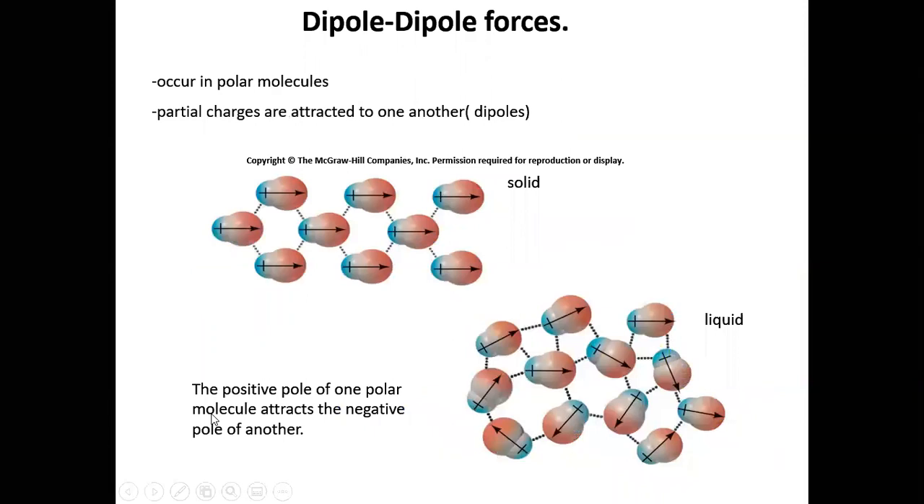Now with dipole-dipole forces, these are the main intermolecular forces in polar molecules. So if you see that a molecule is polar, it's going to have dipole-dipole forces. The partial charge on one molecule interacts with the partial charge on another molecule. Again, the arrow is the negative end, the cross is the positive end. And they arrange in a similar fashion because these are permanent dipoles. When you add energy to a polar molecule that's a solid, you're weakening that interaction so it becomes a liquid, but you haven't broken the intermolecular interaction.